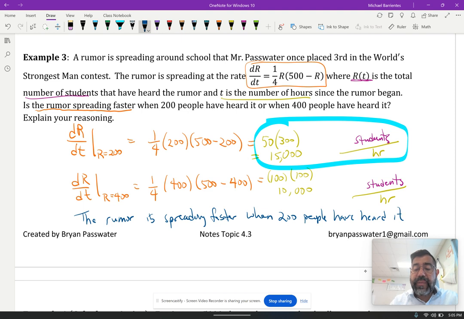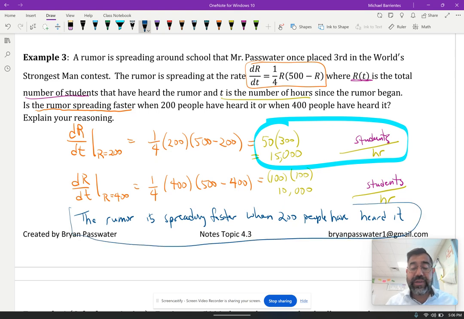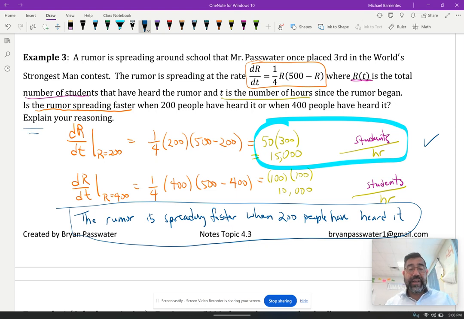One of the things that we'll talk about as we start looking at free response questions is you should always answer the question. You can show your work. The work might, and usually does, count as justification, but ultimately you need to make sure you answer the question. The question was, is the rumor spreading faster when 200 people have heard it or when 400 people have heard it? So here is the answer to that question. But this is the comparison of the two rates, which is the justification or the explanation of your answer. But there you go. That would be number 3.